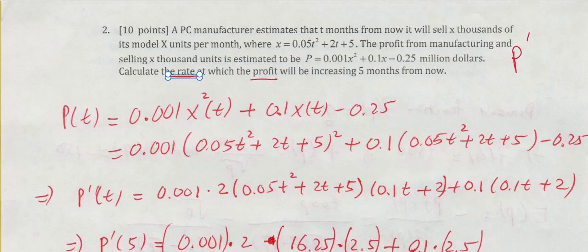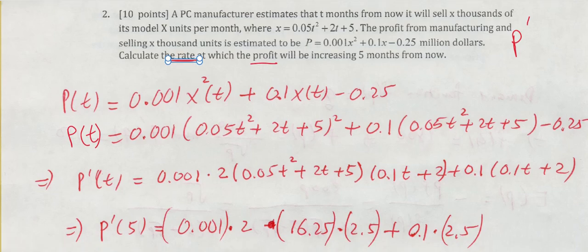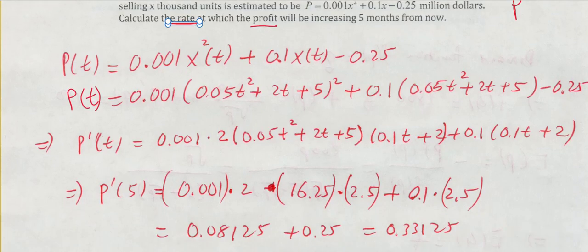Now this is the function P of t, again still P of t. All we have to do is we are writing x in terms of t because x is given as this expression. Now we need to find P prime, so all we have to do now is try to find the derivative function of this whole thing right here.